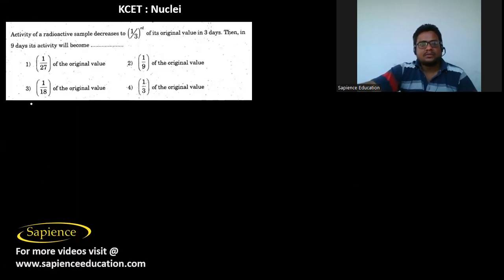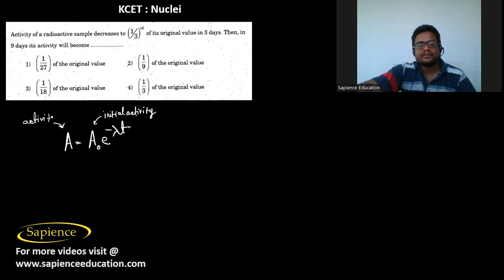Then here it is told the activity of a radioactive sample decreases to one-third of its original value in 3 days. So we know that activity equals A naught into e power minus lambda t, where lambda is the decay constant, A naught is the initial activity of the radioactive sample, and A is the activity at time t. It is the radioactive decay law.